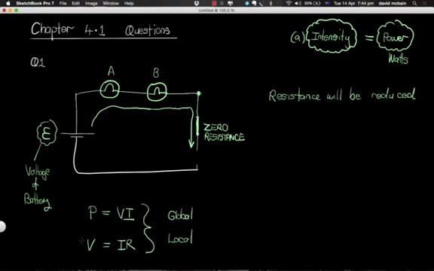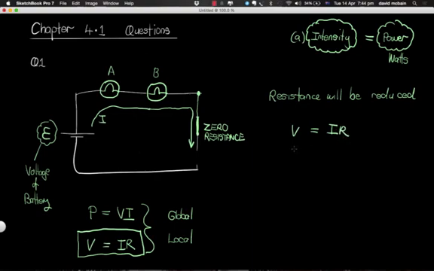Now, why will there be more current? Well, the reason is because of Ohm's law. Let's have a look. This is Ohm's law, and we're going to look at the global version. V equals IR, where, remember, for the global version, V is the voltage of the battery, I is the current coming out of the battery, and R is the total resistance of the circuit.